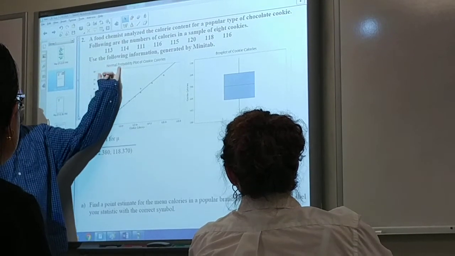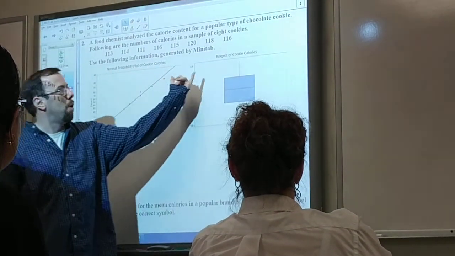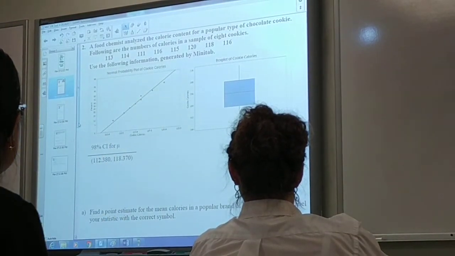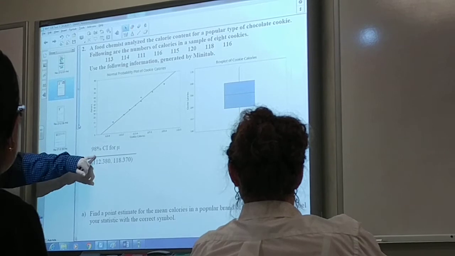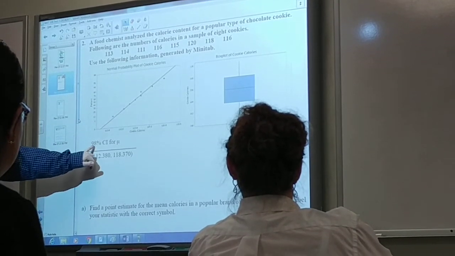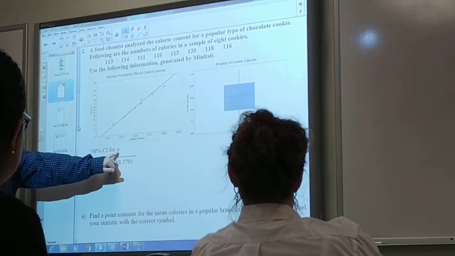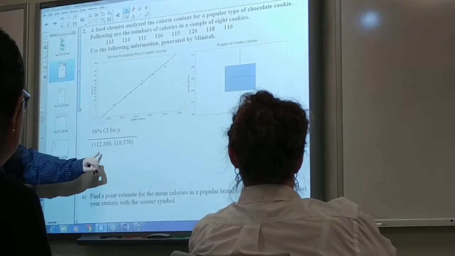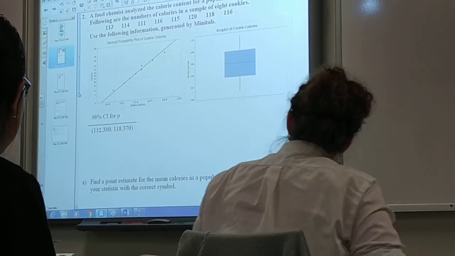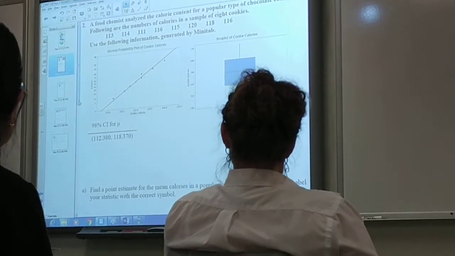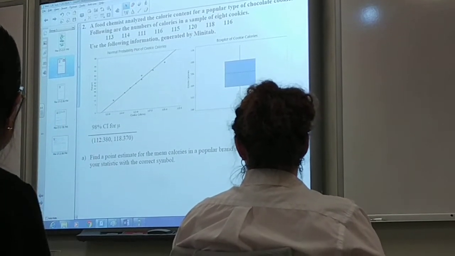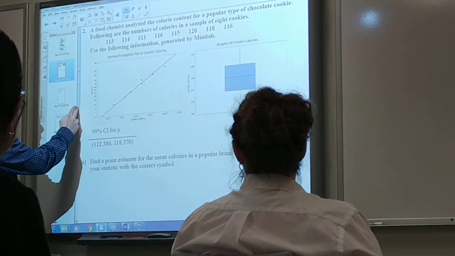They're labeled here, normal probability plot of cookie calories and box plot of cookie calories. So one's a normal probability plot and one's a box plot. And then you also have this little printout here, which hopefully is now clear. This is the 98% confidence interval for the population mean. And it's saying it's between 112.38 and 118.37. Those are calories.